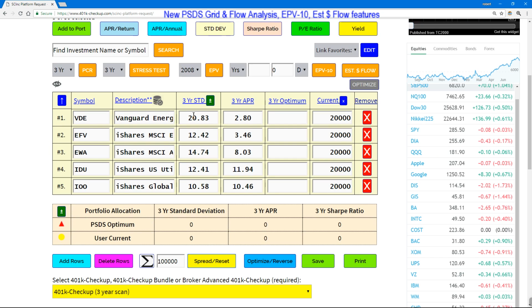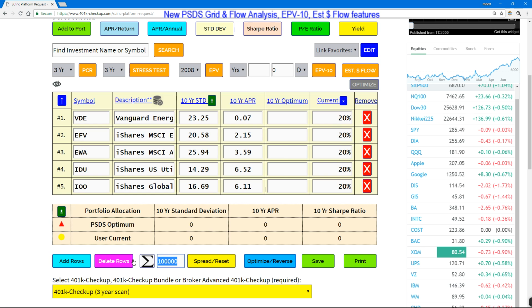So you can see this is the 3-year standard deviation and return for Vanguard Energy. If I go 5, 10, it changes with it. The optimum is blank because the scan hasn't been run yet. Right now, it's showing in dollar terms. But if I hit the spread reset, it'll go to percentages. Depends on what you want to look at.